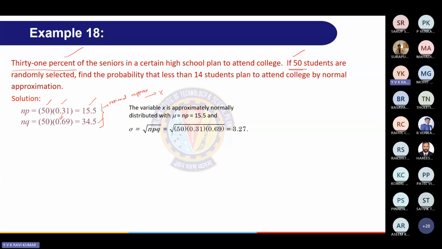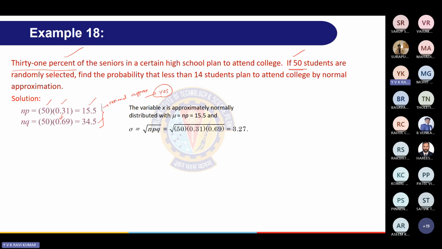You see here, if you look at the problem, is it a discrete problem or a continuous problem? This is discrete, right? But we are solving it by continuous. That's why there is no difference between discrete and continuous later. That is what I mentioned sometime earlier.